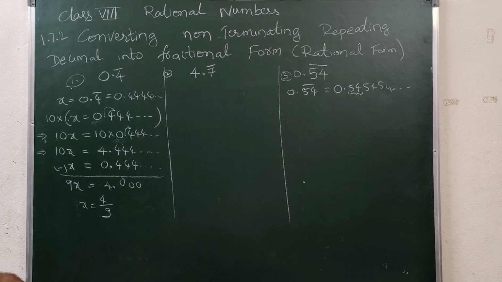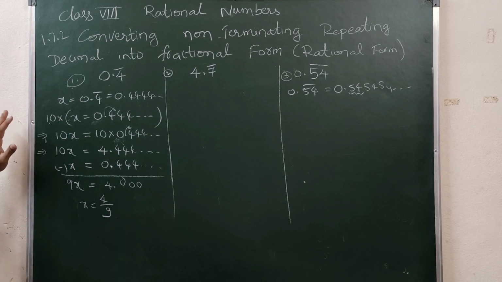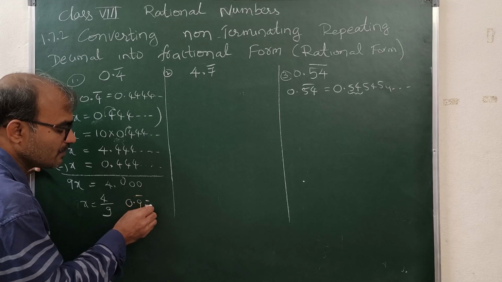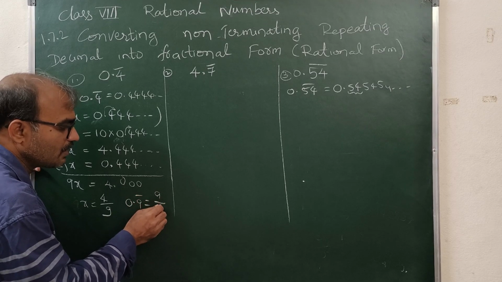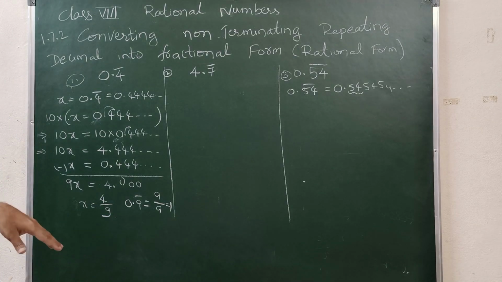Which means 1. In that way, 0.9 bar is very interesting: in the same way, it is 9 by 9, which is equal to 1. You can check it this way and you will get the same result. 9 by 9 is equal to 1.